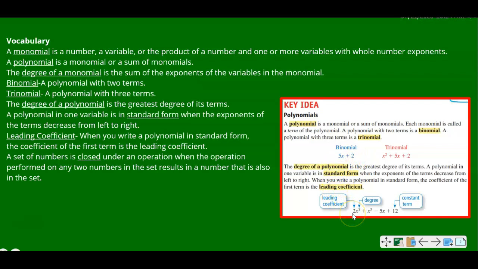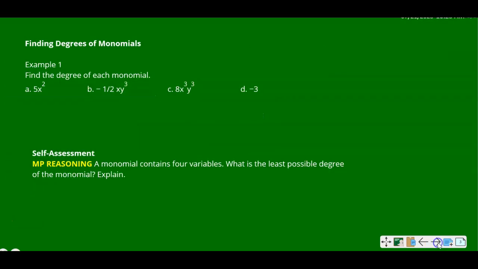Your leading coefficient is your first coefficient in your first term. The degree is the highest exponent. If it's in standard form, you can see the exponents go 3, 2, 1, and there's not an exponent here, so this would be degree 3. And the number without a variable is called the constant term. So all of those are important words that you need to know.